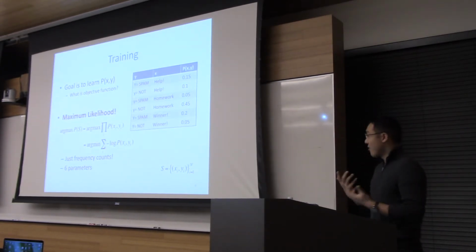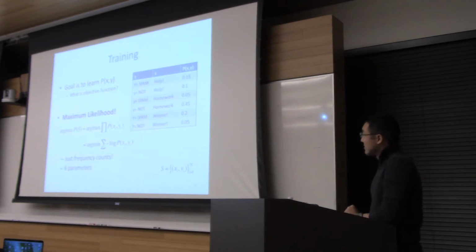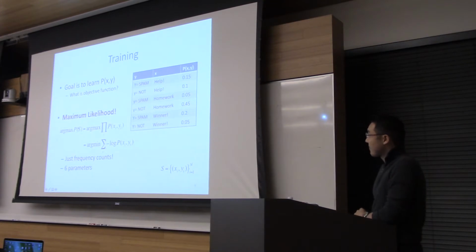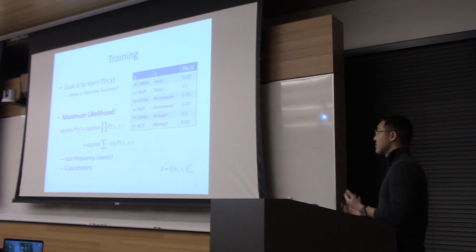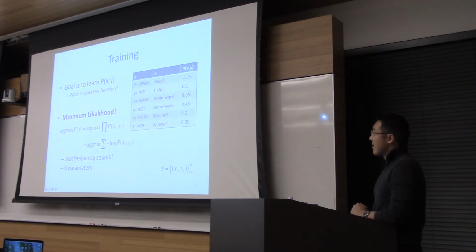The raw, native form is you have a training set S, which is a bunch of x, y pairs, sampled independently from the true distribution that we're trying to learn. So there's some true P of x comma y. We get samples from it, and then we want to fit the parameters of our model, which are these 6 numbers, to maximize the probability of observing this training set. And so it looks like this.